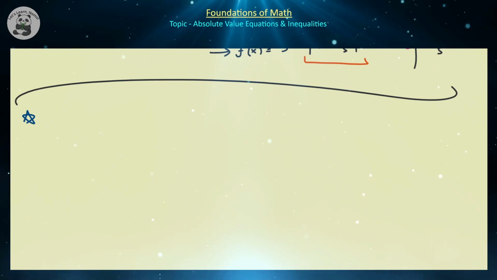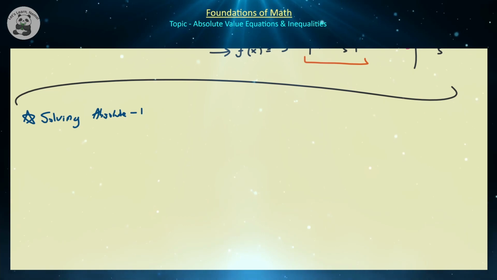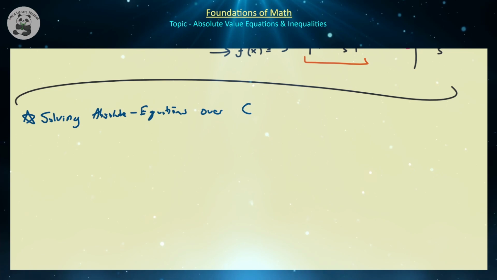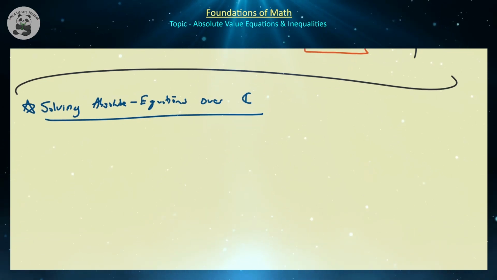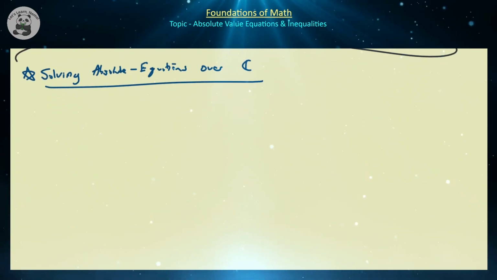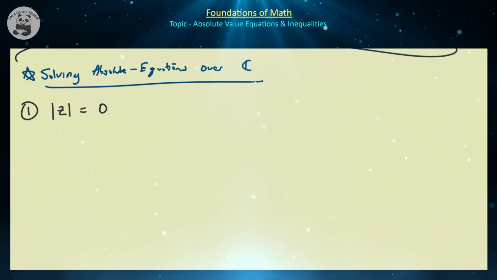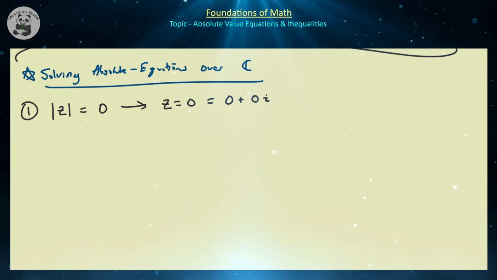So the last thing that I want to talk about today is, instead of solving equations and inequalities over the set of real numbers, we don't actually have to solve them over the real numbers, but we can solve these absolute value equations over the set of complex numbers instead. And this is actually a little bit interesting and has quite a few applications. So the absolute value of z is equal to 0. Again, there's only one complex number whose absolute value is 0, and that's the number z equal to 0, which can also be written as 0 plus 0i.